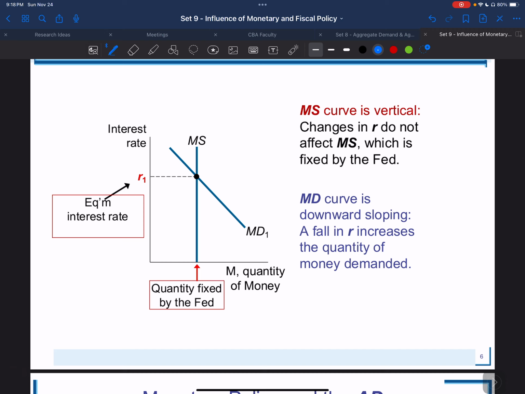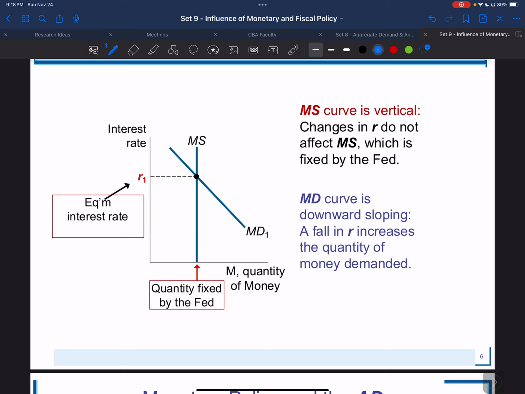Now, if we put these two together, money demand and money supply, the intersection will be the equilibrium, just as in any other supply and demand function. Money demand reflects how much wealth people want to hold as money, and money supply is a fixed amount, which we assume is fixed by the central bank.